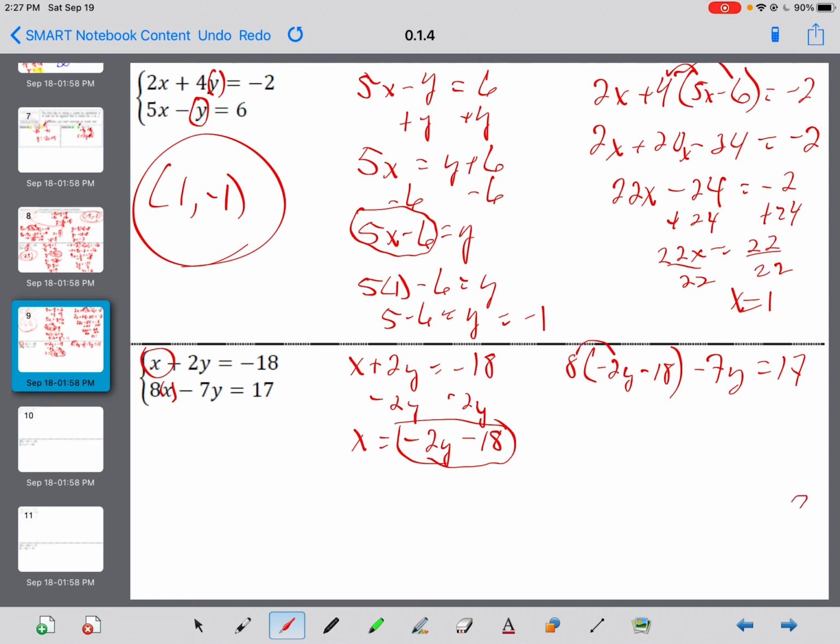8 times negative 2y is negative 16y. 8 times negative 18 is going to be negative. Let's see, 8 times 10 is 80, and 8 times 8 is 64. So if we take 20 off of the 60 and add it to the 80, that's 100. And then we had 44 left, so that should be 144 minus 7y equals 17.